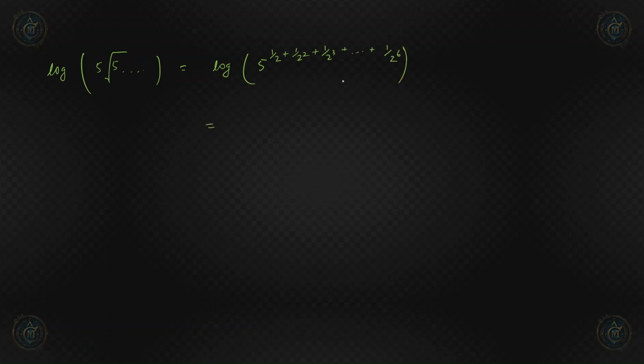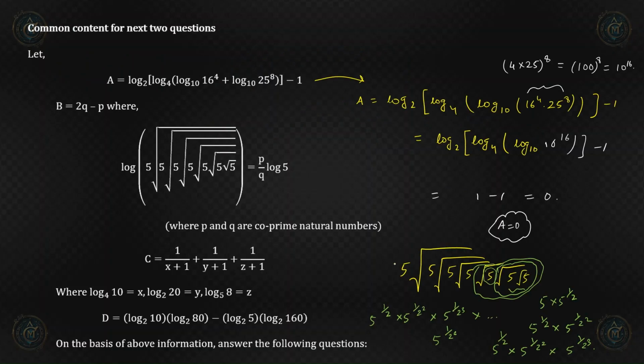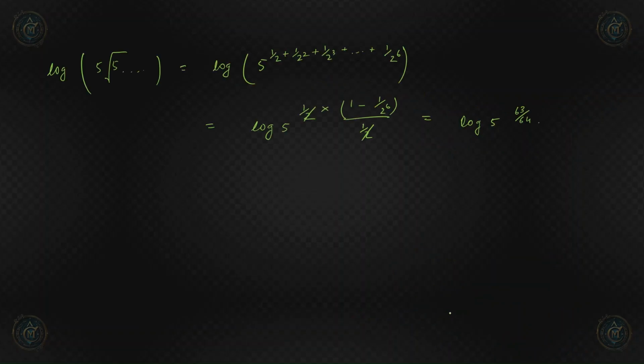Okay, this becomes, if we apply the formula of GP, half times 1 minus half to the power 6 divided by half. Okay, so this becomes log of 5 to the power 63 divided by 64. But here we have this extra 5, right? This 5 is multiplied outside with this whole expression. So this 5 we have to again multiply with this number.